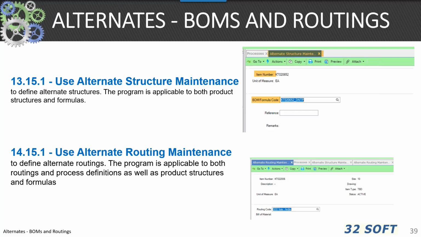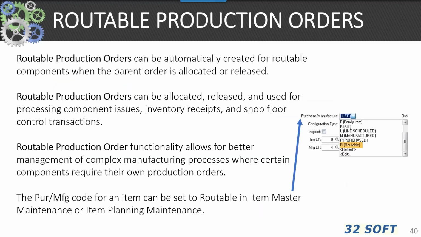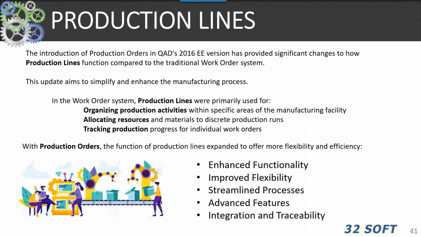We use 13.15.1 for alternate structures and 14.15.1 for alternate routings. Routable production orders are orders that can be automatically created for routable components. Routables can be allocated, released. You can do issues, receipts. This allows for better management of complex manufacturing processes. Make/buy code can be set to routable in either the item master file or item planning.